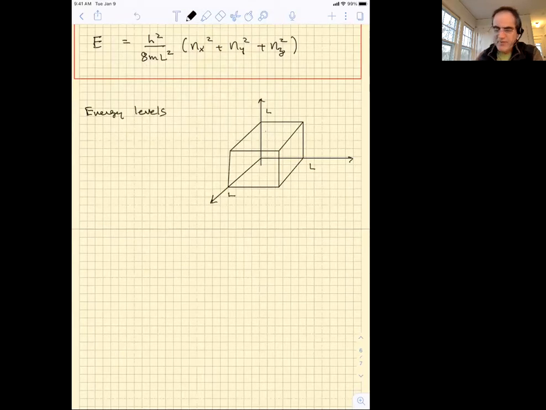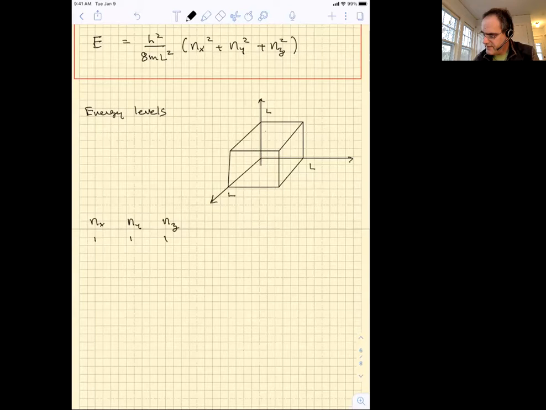So of course, the important thing here is that we now have 3 quantum numbers, nx, ny, and nz, okay? And so we have more possibilities in our system. Suppose each of these is 1. This represents the lowest energy state of our system.